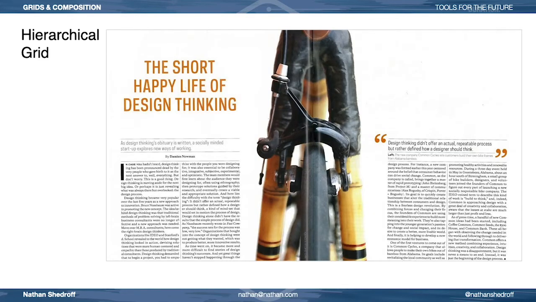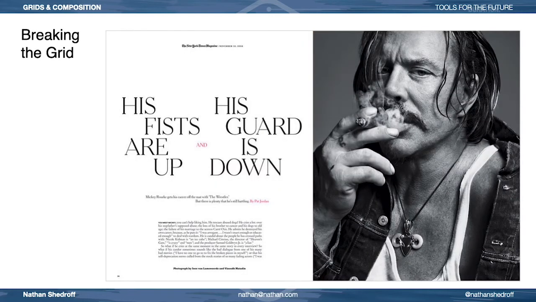What's the first level of hierarchy that you see? What's the first read in the composition? What's the second? And what's the third? The grids help us establish these hierarchies and help communicate to readers the most and least important things on the page. Of course, breaking the grid is one of the greatest things to play with in design.